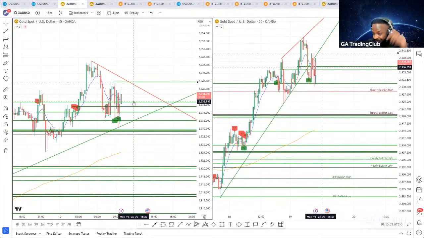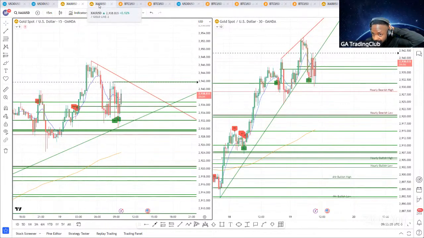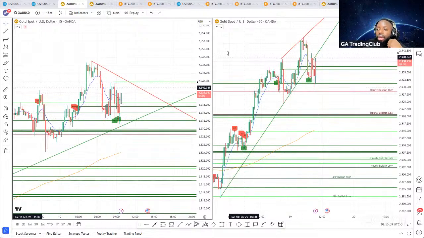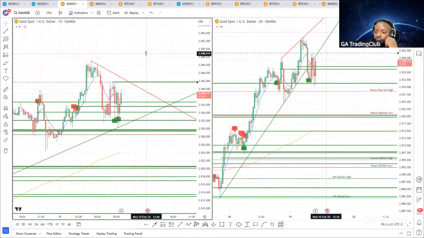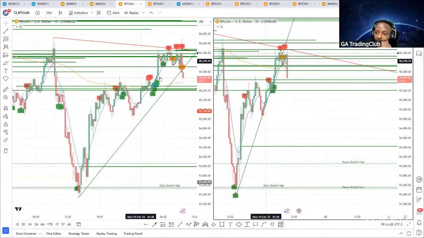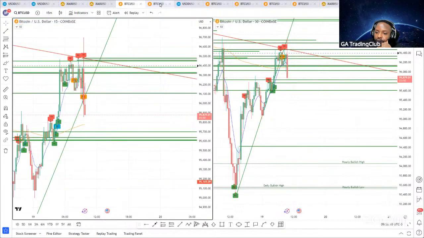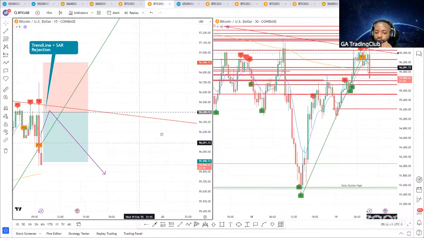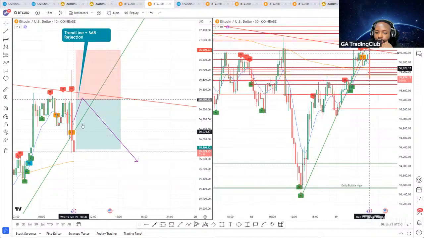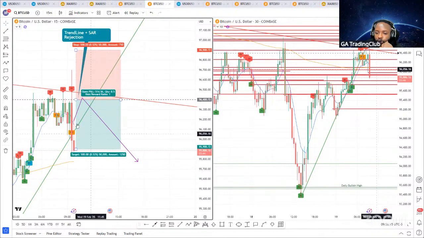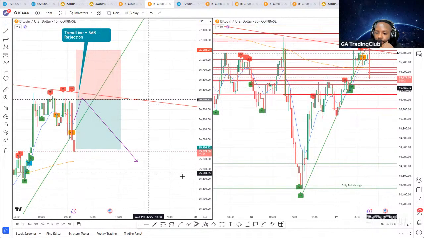For gold, price is in between the top and bottom trend lines. So I don't see anything on gold unless we get that 15-minute entry or scalp. And again, the other one is BTC. That's right here. You can see BTC has melted or is melting down. So I don't know if we'll get to come back up here.